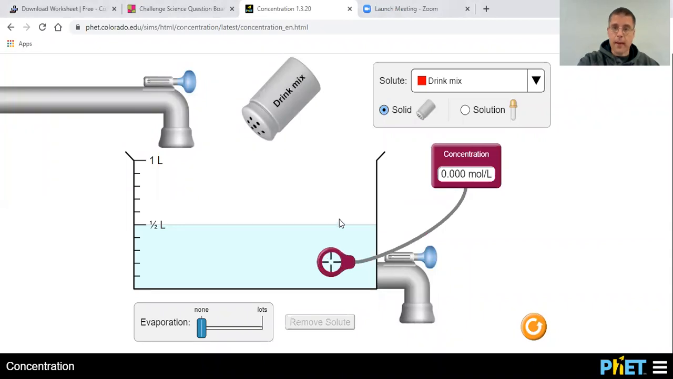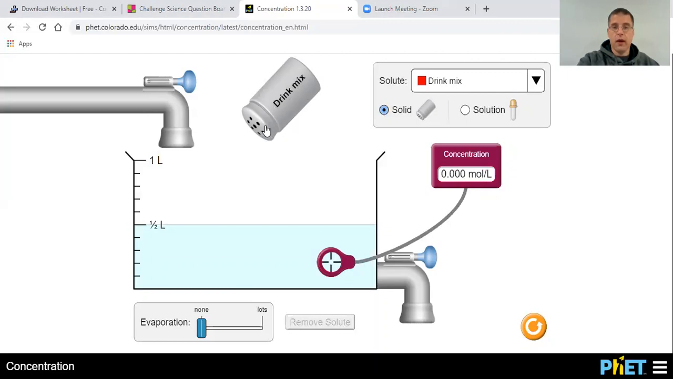Okay. So right here, I got Kool-Aid drink mix, and that's a sugar. So will it dissociate in water? No, but it's polar. It will still dissolve. So right here, I've got a half a liter of water, and here I got a concentration meter. I'm not going to play with this other part right now. I'm just going to focus on adding more and more and taking a look at this reading.